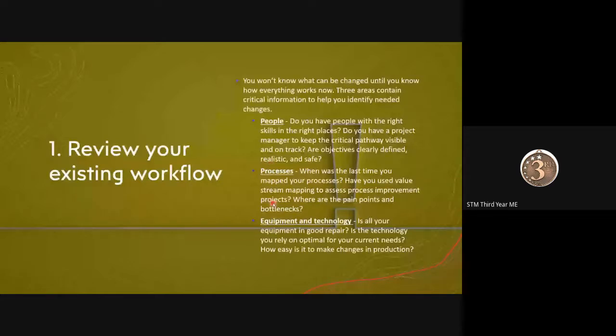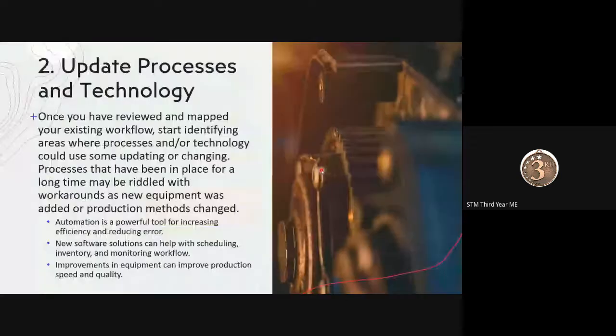And finally, when looking at equipment and technology, is all your equipment in good repair? Is the technology you rely on optimal for current needs? And how easy is it to make changes in production? So this also comes under equipment and technology. So these all come under reviewing your existing workflow.